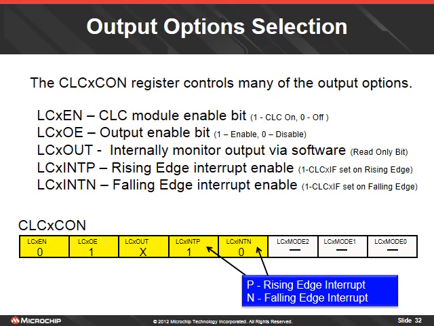The specific bits in the CLC control register that control the output operation are shown here. The LC enable bit can enable or disable the CLC module. The LC output enable bit can enable or disable the output signal. The LC out bit is a read-only bit that can be monitored in software to check the status of the CLC output state. The P bit enables a rising edge interrupt, and the N bit enables a falling edge interrupt.